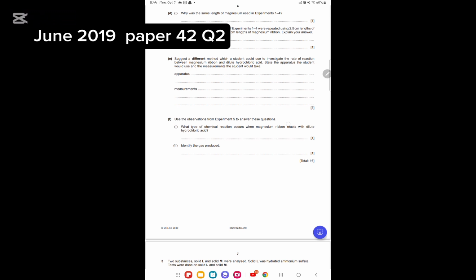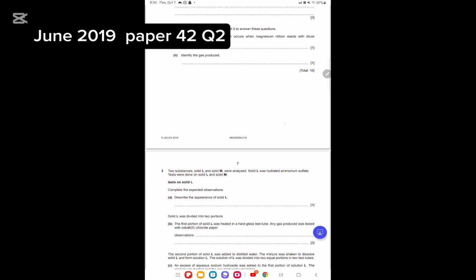Now for E, suggest a different method which a student could use to investigate the rate of reaction, and state the apparatus the student would need to use. He could use, for example, a gas syringe, the syringe to take up the gas, okay? And what would he need to measure? He would need to measure the volume of gas, okay? And the time taken for the volume of gas to increase.